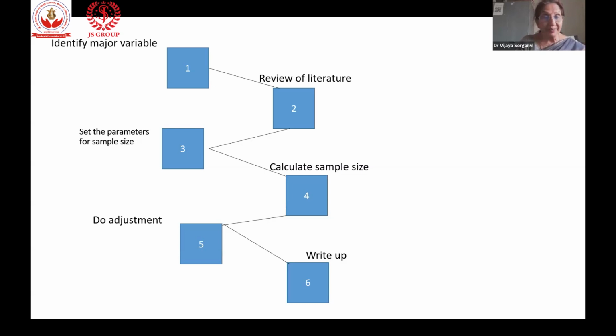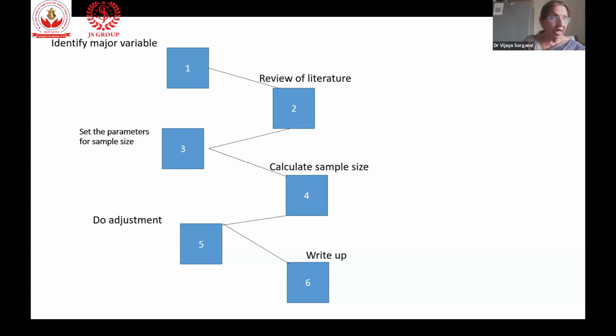So after getting the major parameter and setting confidence level, power, and margin of error, we calculate sample size either by using a formula, online software, or paid software. After calculating, if we are not satisfied with that sample size, we can increase or decrease it by doing some adjustments. This is optional. Otherwise, the sample size from the formula or software is our final sample size. But we do some adjustments if required to increase or change the sample size.